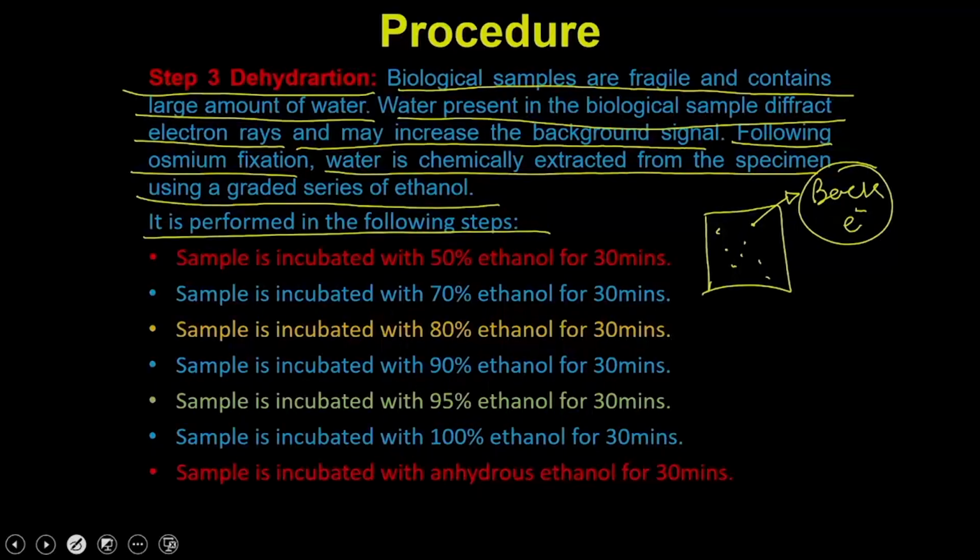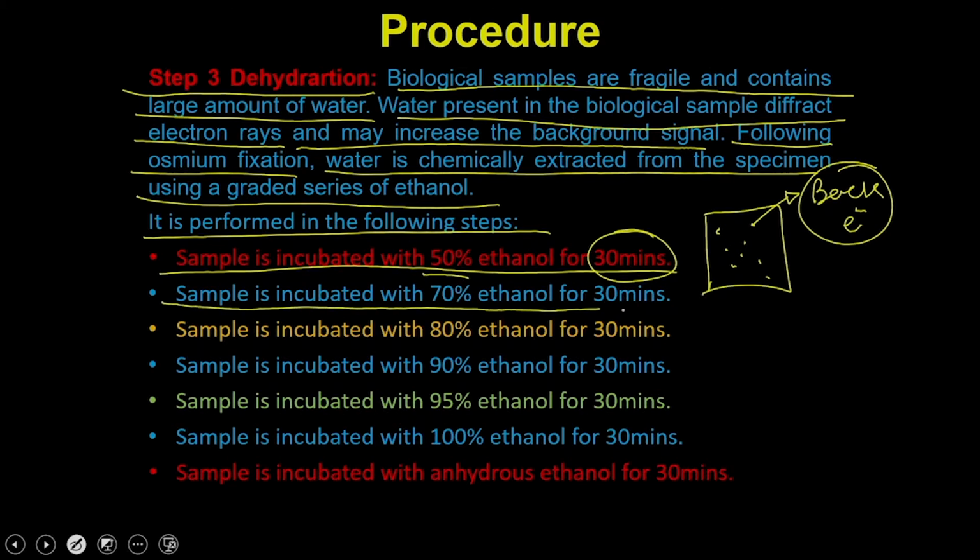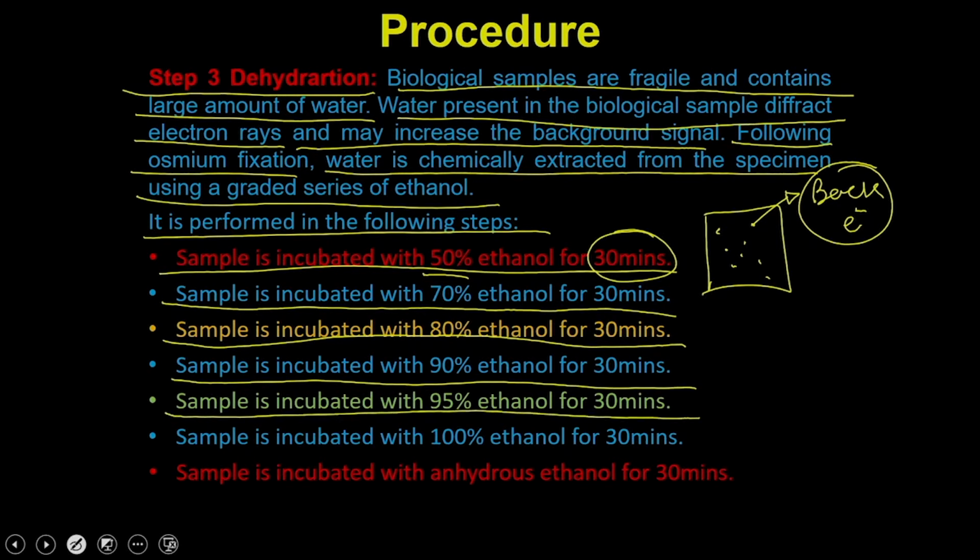For example, first you take the sample and incubate it with 50% ethanol for 30 minutes. The 50% ethanol is going to take up the water very slowly. Once it has reached equilibrium, you incubate the sample with 70% alcohol. So, you have increased the alcohol further, and that is going to withdraw some more liquid. Then you incubate the sample with 80%, then 90%, and then 95%.